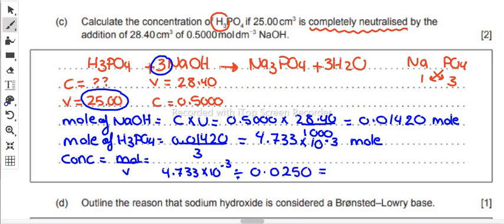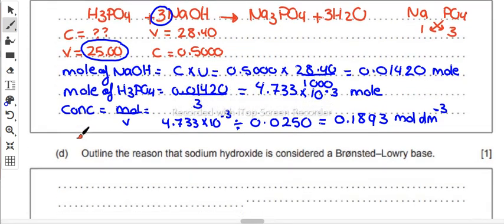And looking at your final answer, it should be correct to 4 significant figures, so it will be 0.1893 mole decimeter to the power of negative 3. Looking at the significant figures, here you have 4, here you have 4, and here you have 4. So your final answer should be at the end by 4.